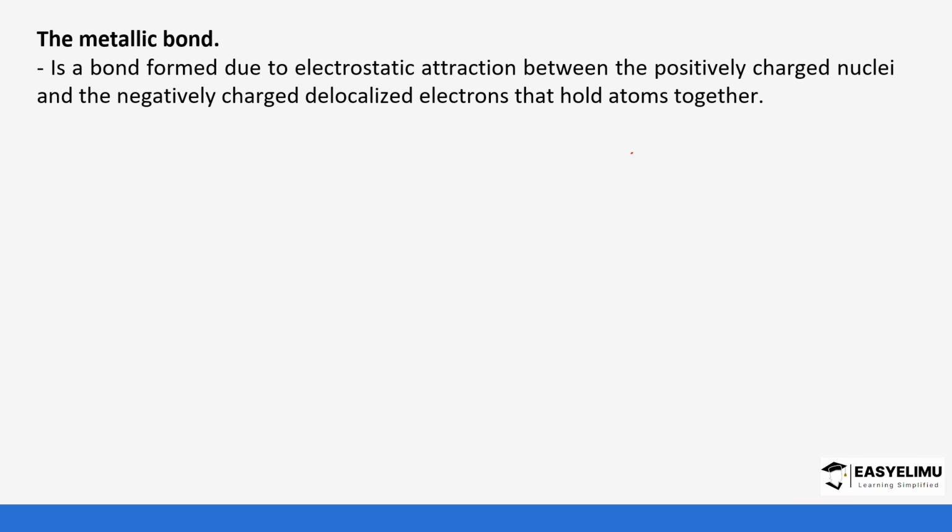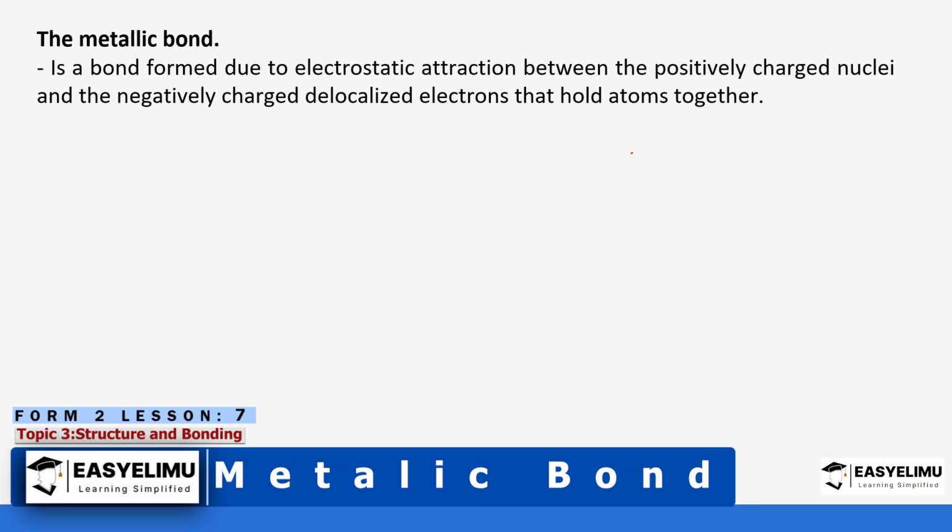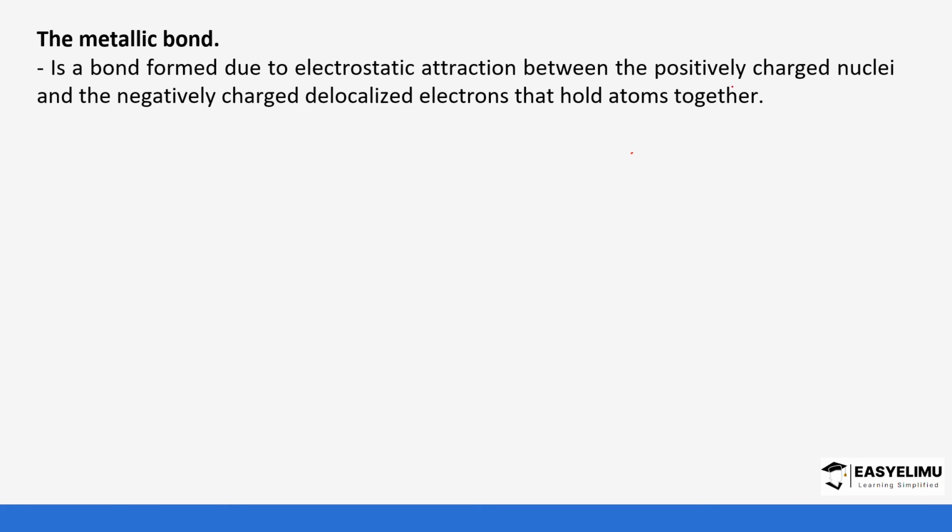So a metallic bond is a bond formed due to the electrostatic attraction between the positively charged nuclei and the negatively charged delocalized electrons that hold the atoms together. So we have the positive nuclei and the negatively charged delocalized electrons, and it's specifically the delocalized electrons, the ones that are on the outermost energy level.